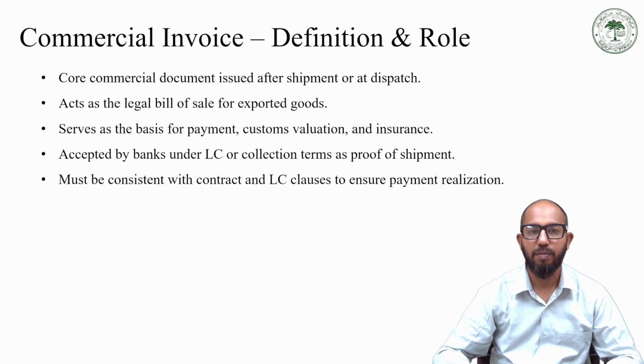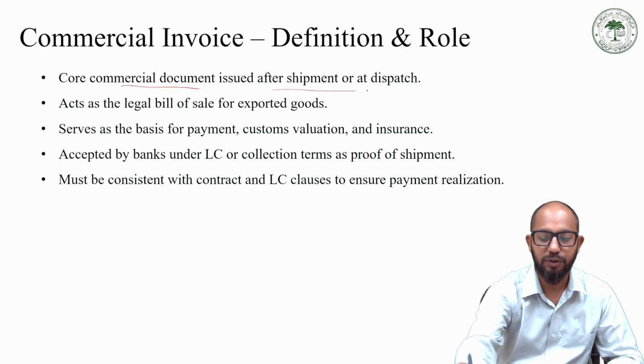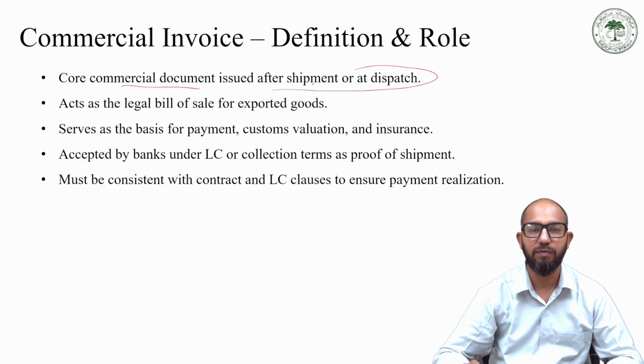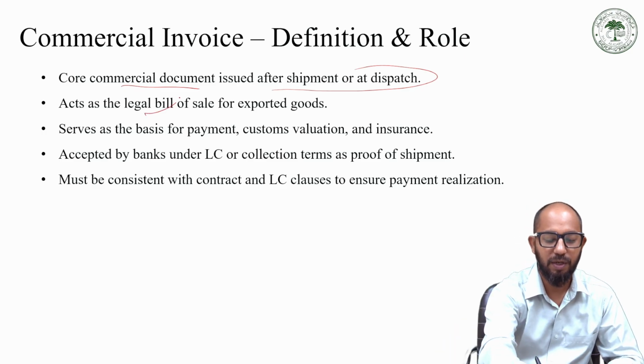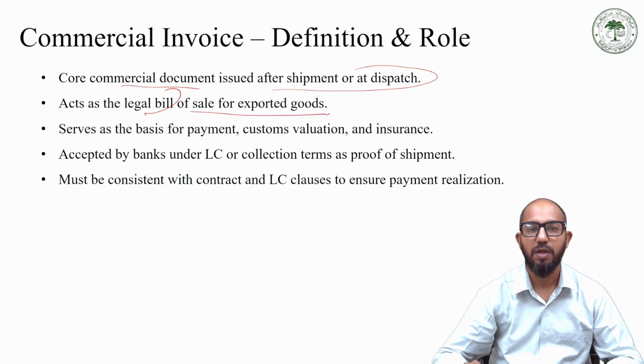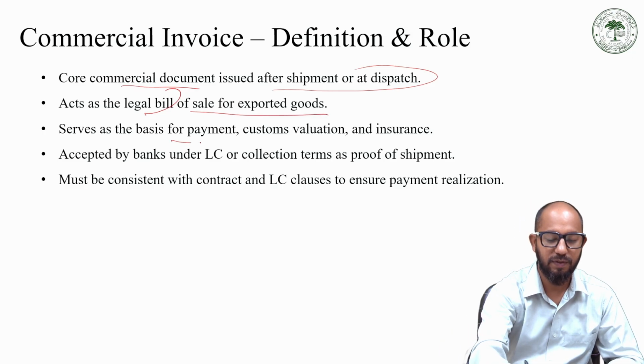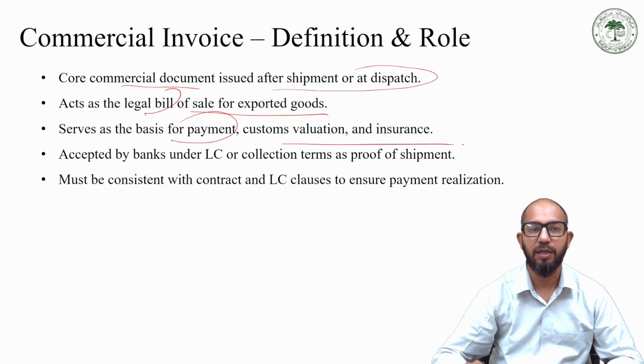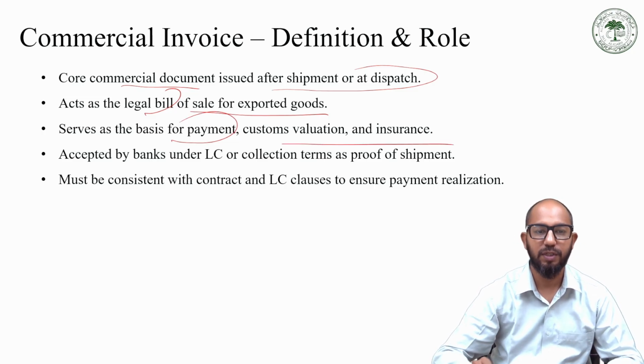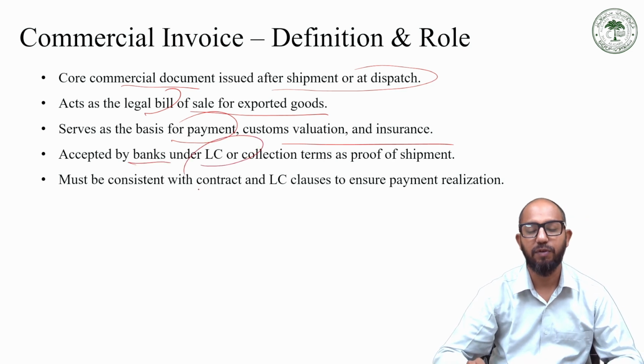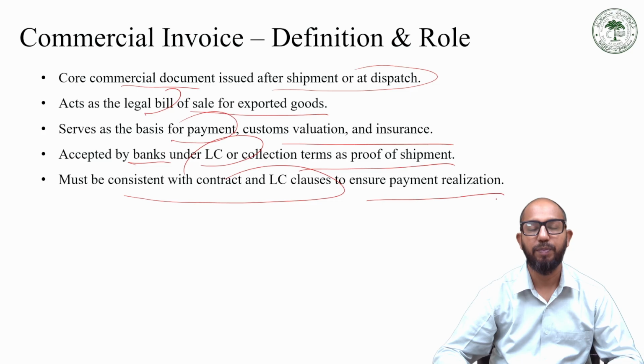The next important document is the commercial invoice. The commercial invoice is the core commercial document which is issued after shipment or at dispatch of the goods. It acts as the legal bill of sale for exported goods, and also it serves as the basis for payment, customs valuation, and insurance. The commercial invoice is accepted by banks under letter of credit or collection terms as proof of shipment. Not only this, the commercial invoice must be consistent with the contract and letter of credit clauses to ensure payment realization.